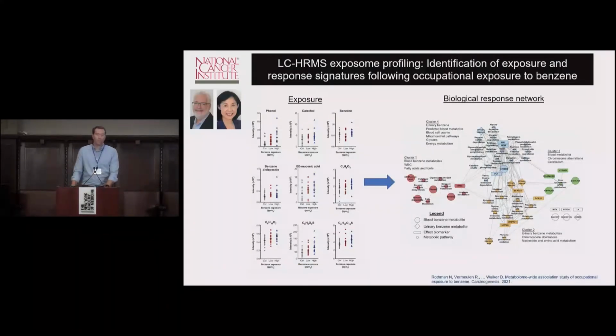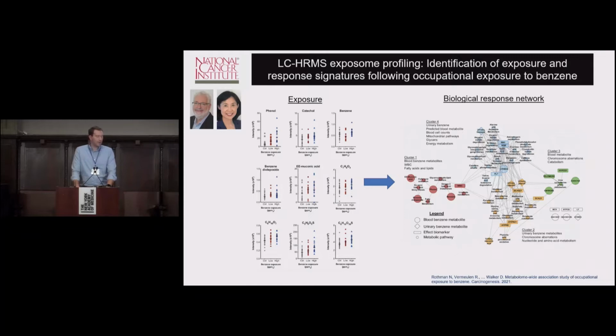At the same time, we're incorporating improved and more comprehensive methods that are based upon liquid chromatography, high-resolution mass spectrometry methods. These have also been systematically optimized to allow us to detect many low-level exposures within our samples, as well as identify metabolites from most endogenous pathways.